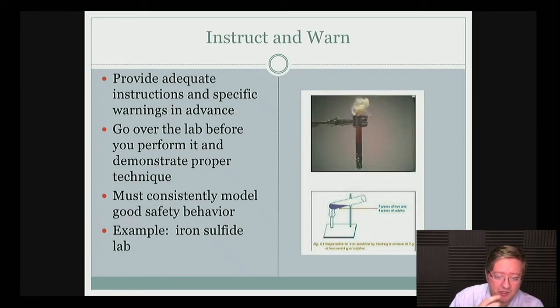It can cause burning if it's not done properly. So you have to think about, is it worth doing this lab? As an instructor, I need to make sure my students are on task and listening, go over the instructions before you do the lab, model it, and make them know what's going on.